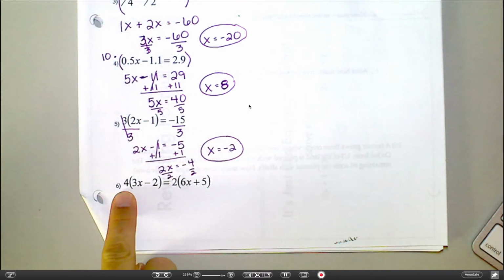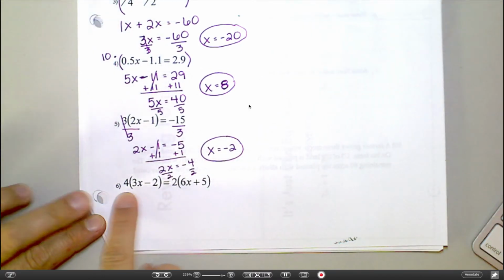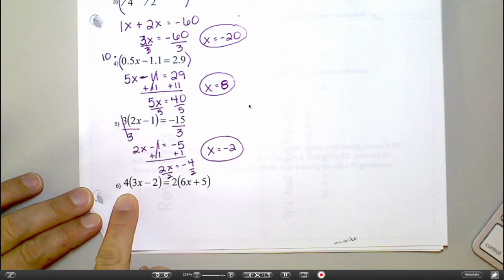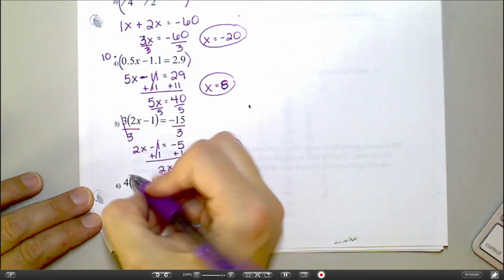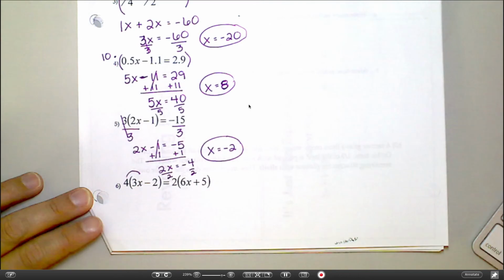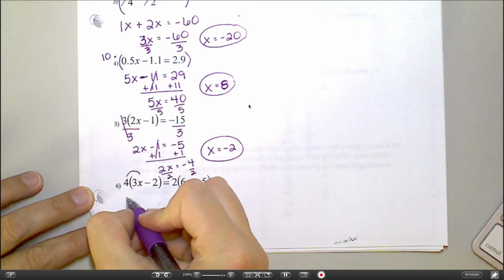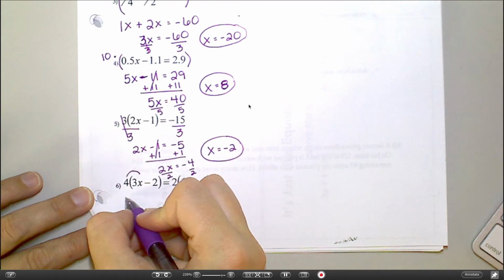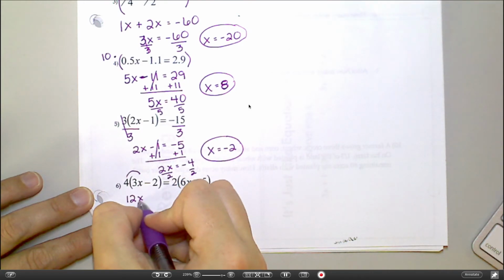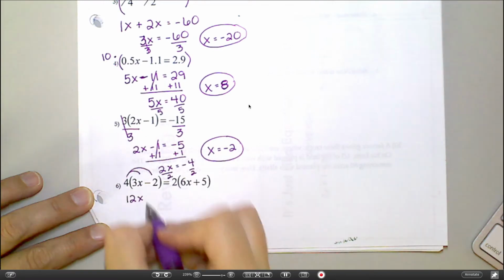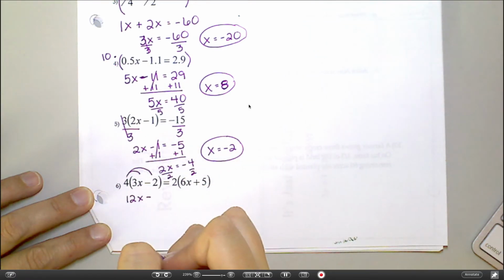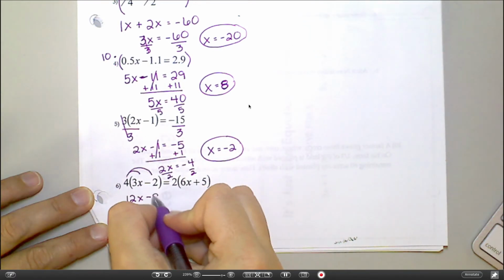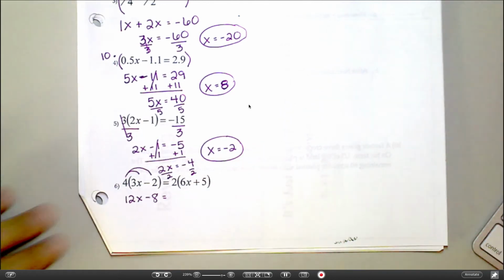Hayden, what would I get if I distributed that 4? What would this side look like? So I'm going to do 4 times 3x. What's that going to give me? 12x, yep. And then I'm going to do 4 times the 2 and get negative 8. So this side's going to look like 12x minus 8.